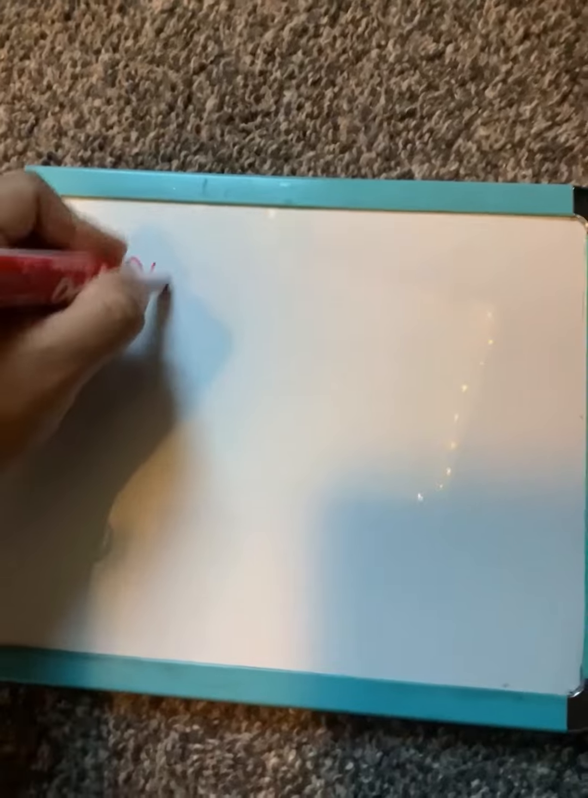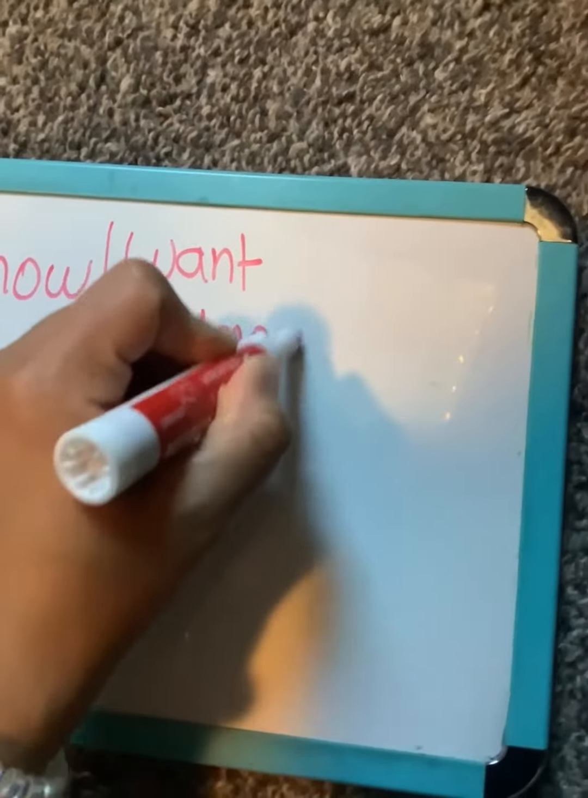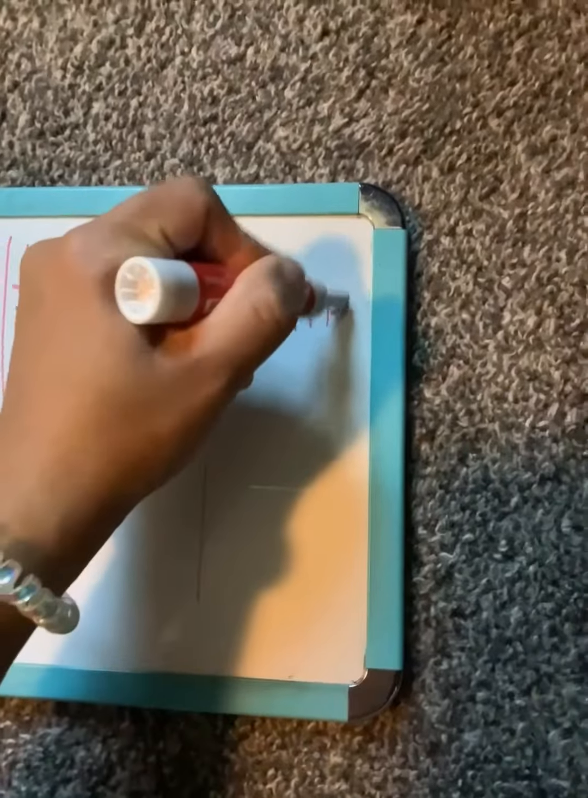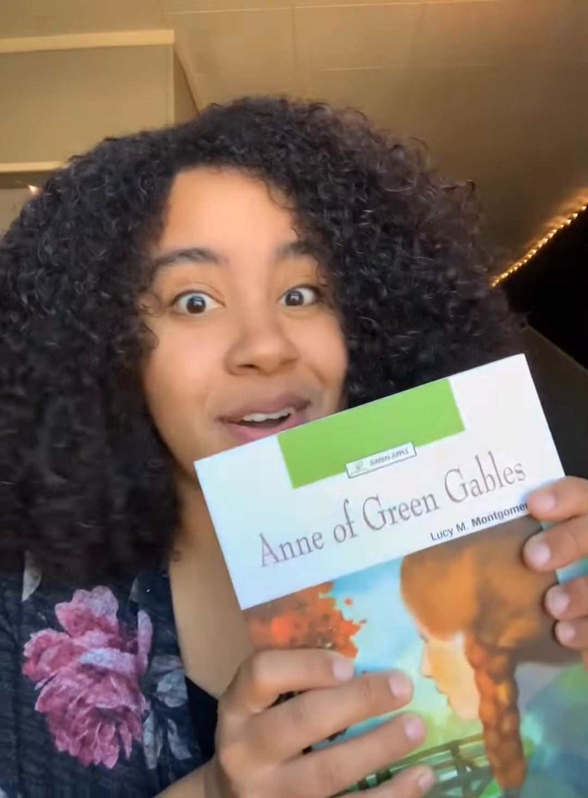Hey teachers, have you ever heard of the acronym KWL? KWL stands for Know, Want to Know, and Learned. I use the KWL chart when my class is about to read something new, like a book.